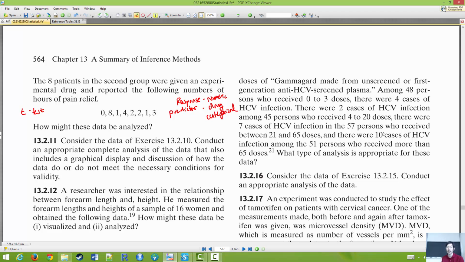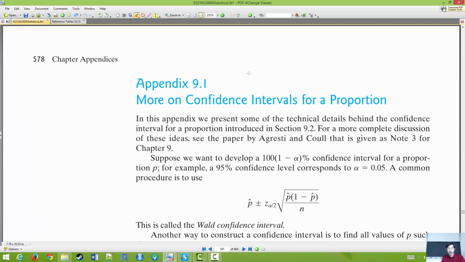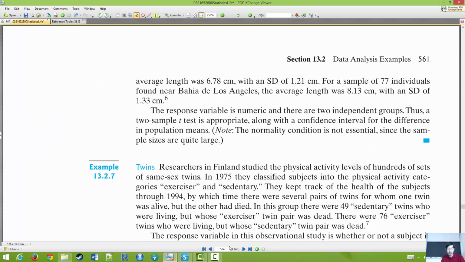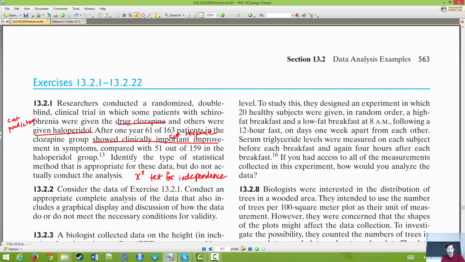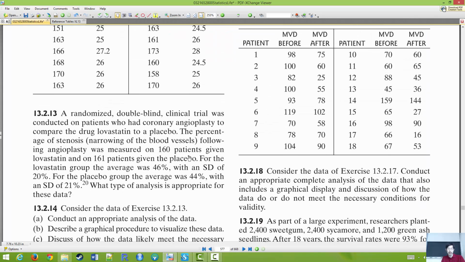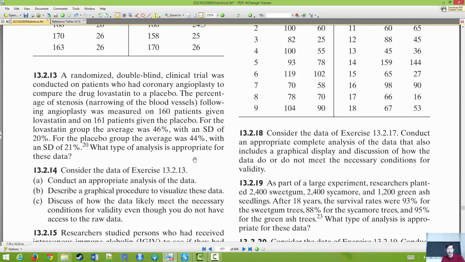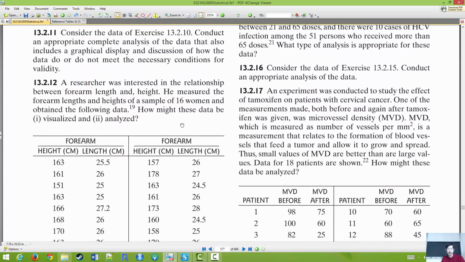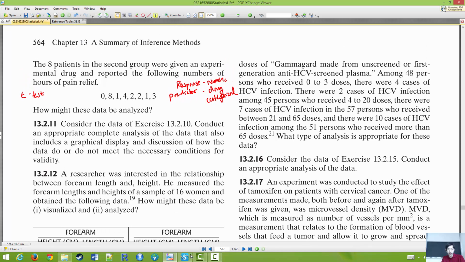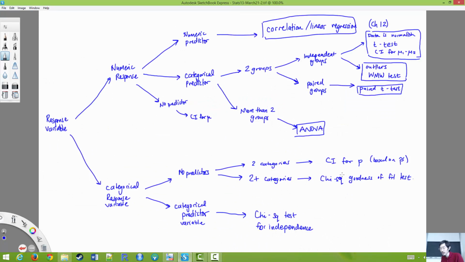Let's see if there's another set of data here. Okay, well, I think that's a good sample of some examples here to give you some exercise in which test is appropriate to use.